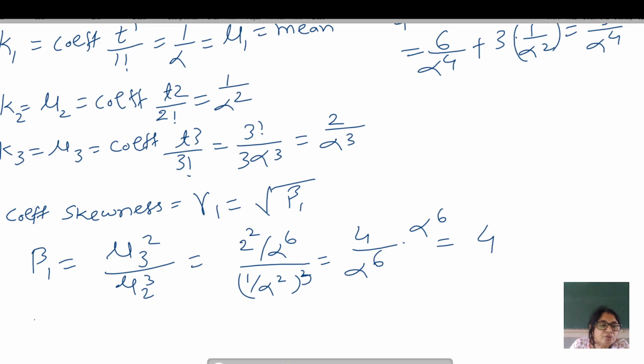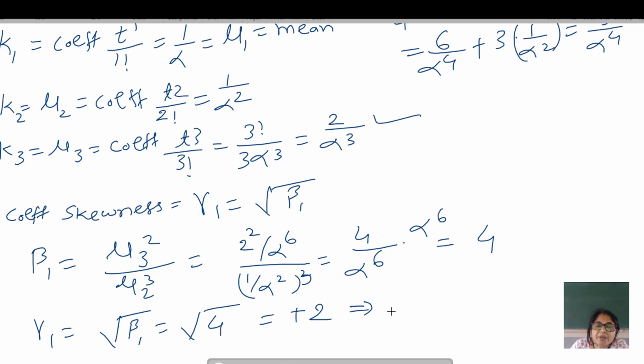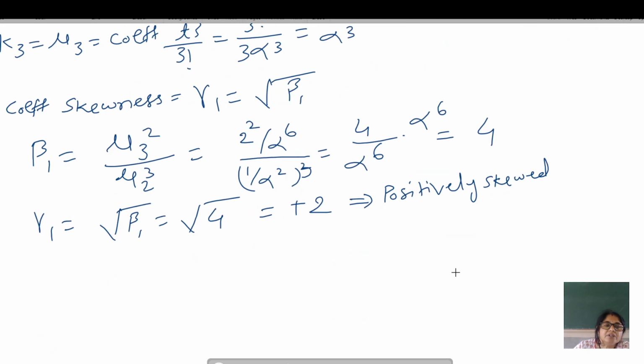Beta 1 is 4. So gamma 1 is equal to under root beta 1, which is equal to 2. And the algebraic sign of gamma 1 will be the sign of mu 3. So mu 3 is positive here, so gamma 1 is plus 2, therefore this implies the distribution is positively skewed. Right? Now we will find out the coefficient of kurtosis.